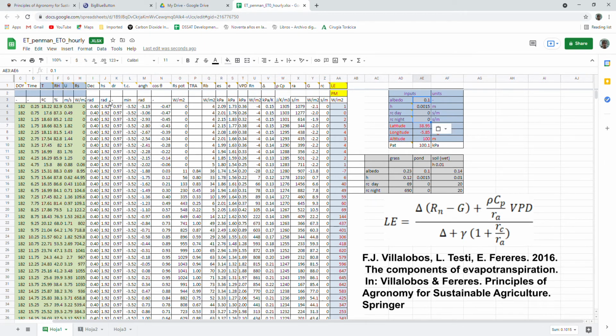Then, most of the calculations are related to solar radiation and net radiation. RB is the long wave radiation loss, and that requires knowing the solar transmissivity. This is calculated on the one hand by knowing the actual solar radiation, RS, and then we calculate the potential solar radiation. In other words, the solar radiation under clear sky conditions, which is calculated here.